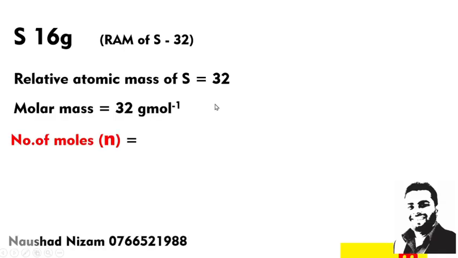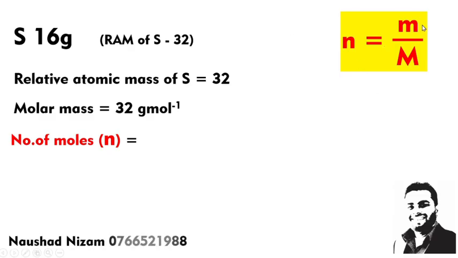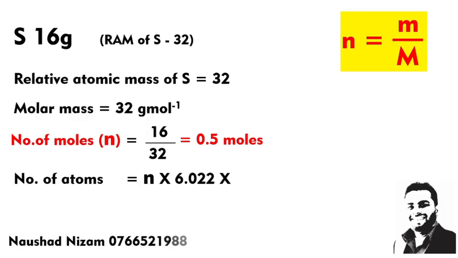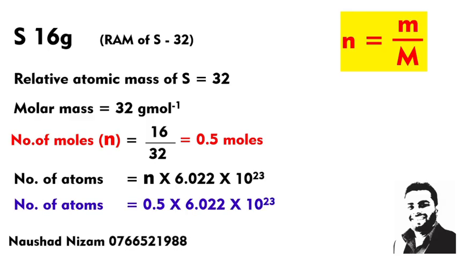You can apply the number of moles equation. The given mass is 16 grams and the molar mass is 32. So in 1 mole you have 32 grams. In 16 grams, how many moles? This will be half, in decimals 0.5 moles. So how many sulfur atoms are found in 16 grams? 0.5 times the Avogadro number.